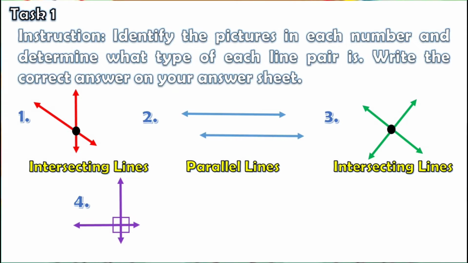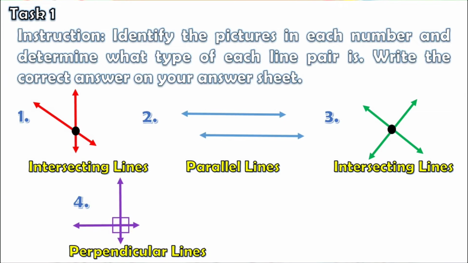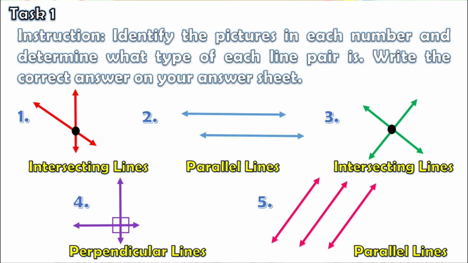Number 4. Right! These are perpendicular lines. These lines meet and form the four corners of the square or right angle. Number 5. Right! These are parallel lines because the lines will not meet nor intersect even if they extend.